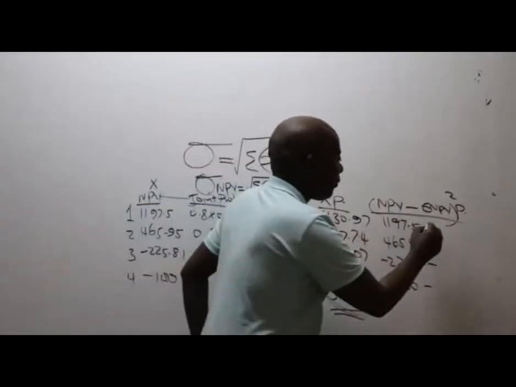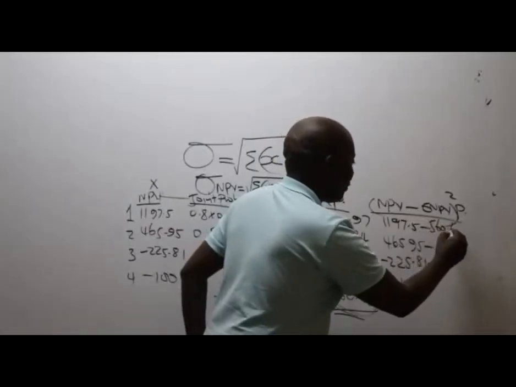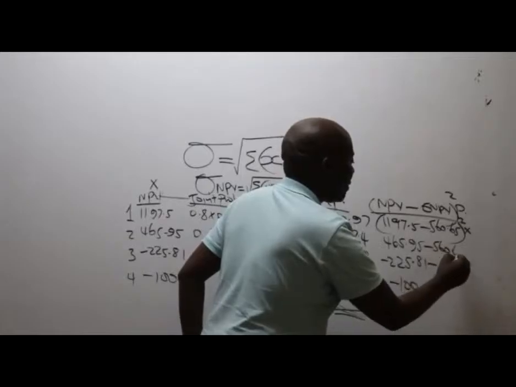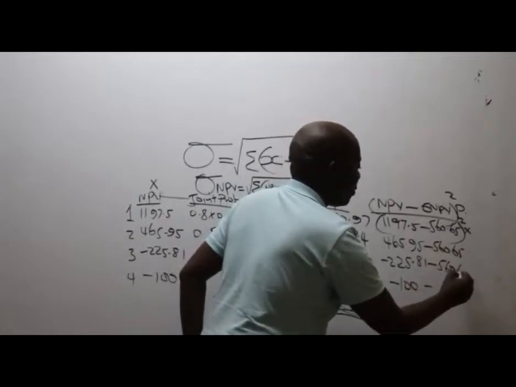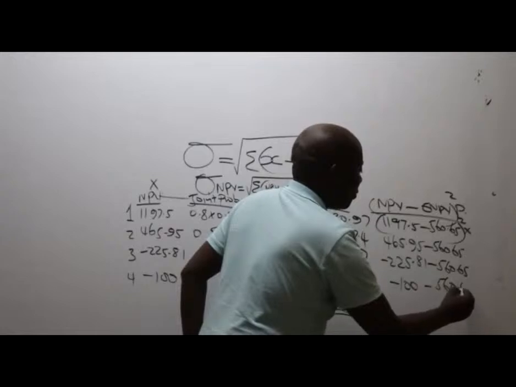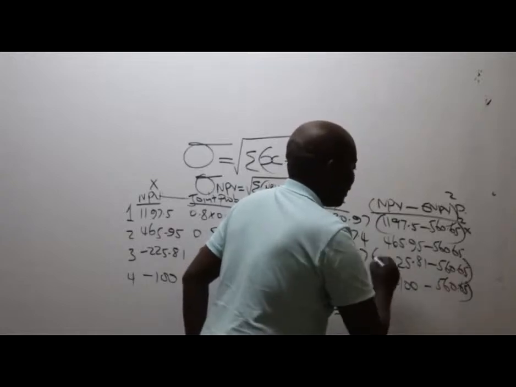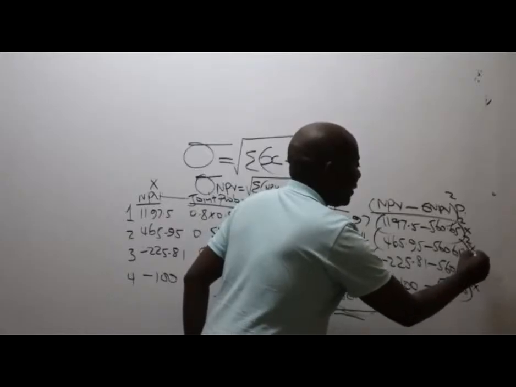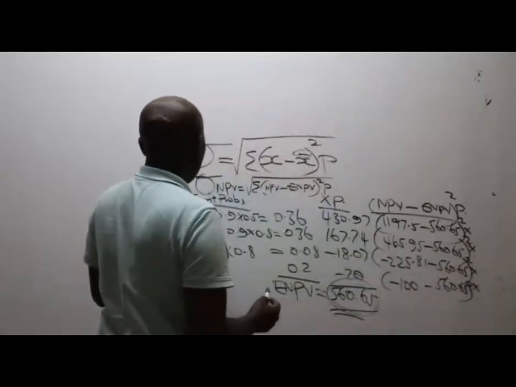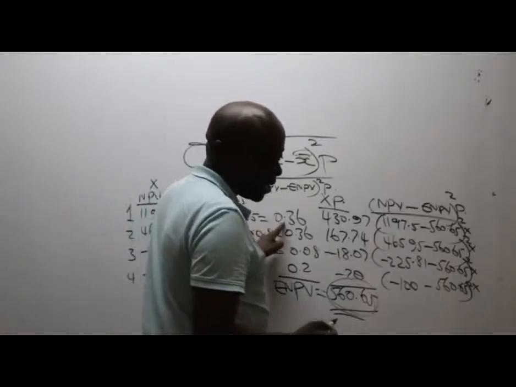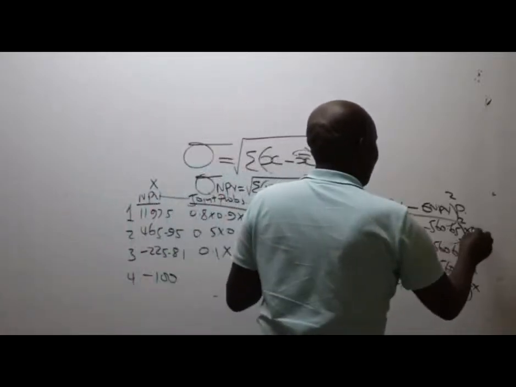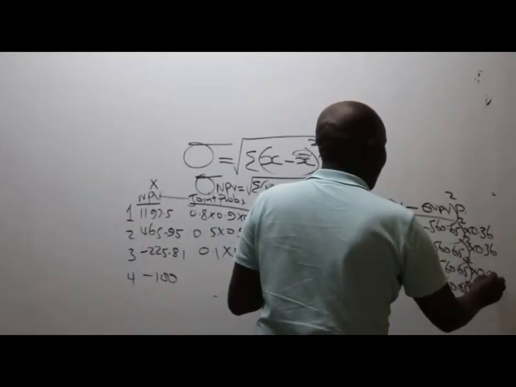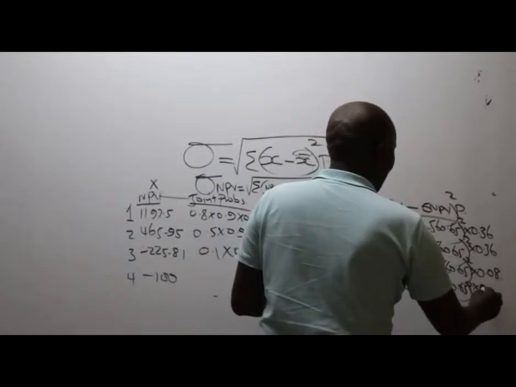So expected net present value is this single figure here, 560.65. I'll have to square it, times the probability. 560.65 will be applicable all through. You square, times the probabilities, and the probabilities have been given. You remember the joint probabilities, these ones here: 0.36, 0.36, 0.36, 0.08, 0.2.